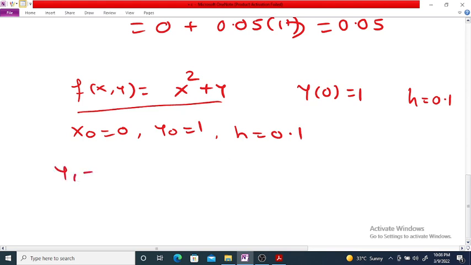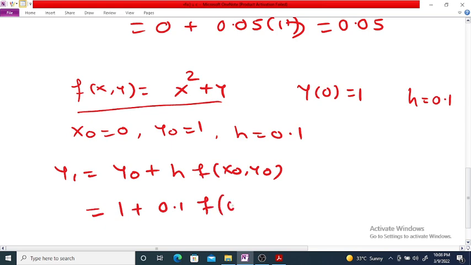So y1 is equal to y0 plus h f of x0 y0. So y0 is equal to 1 and h is 0.1, x0 is 0, y0 is 1, so this is equal to 1 plus 0.1 into f of 0 1. So what is f of 0 1?